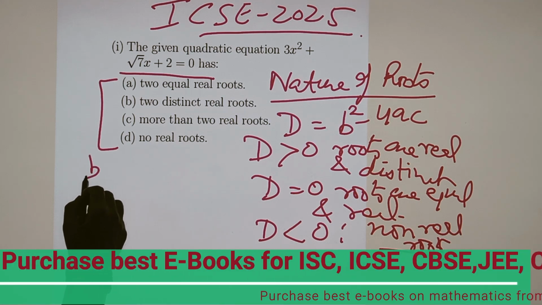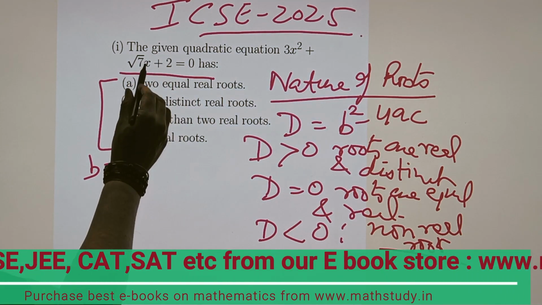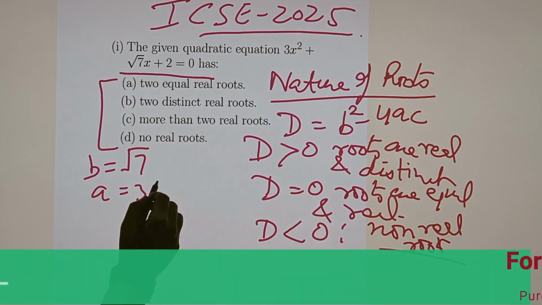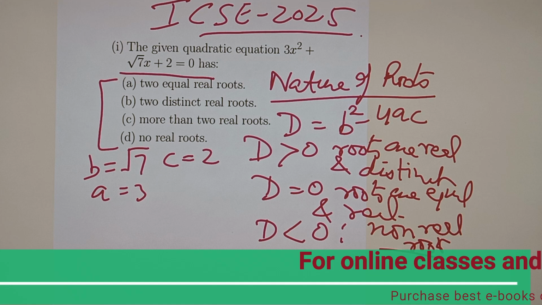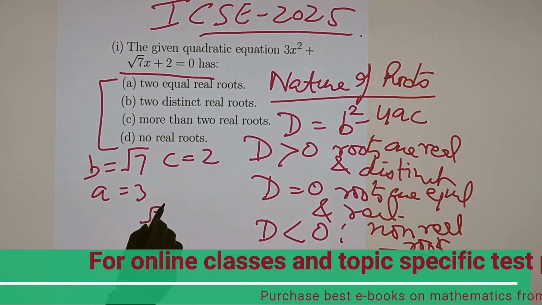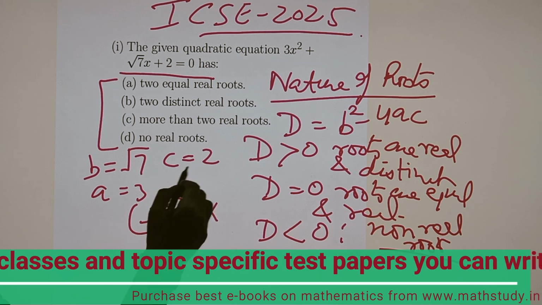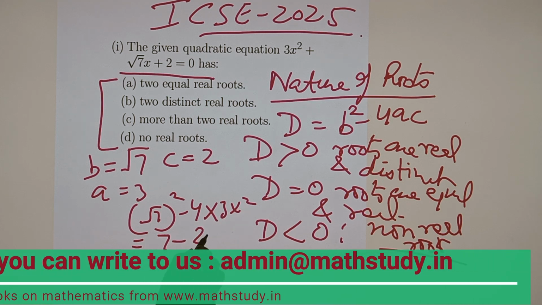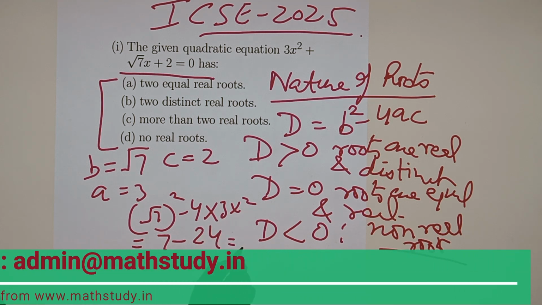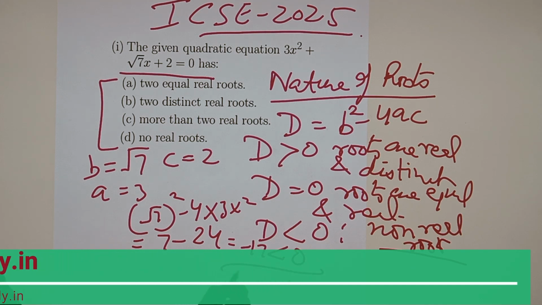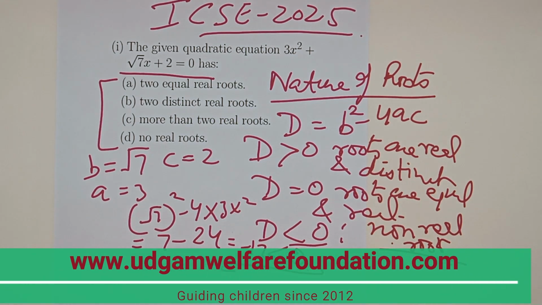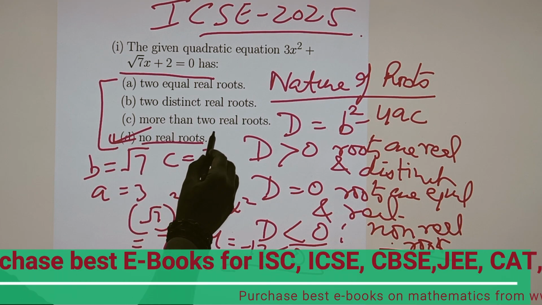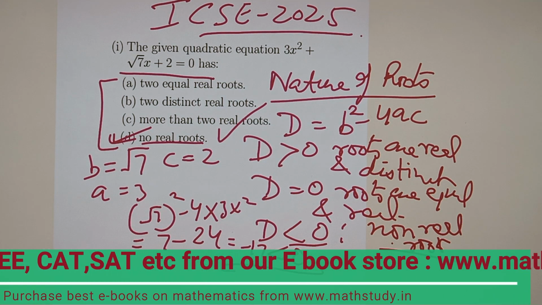Here b is the coefficient of x, which is root 7, a is 3, the coefficient of x square, and c is 2, the constant term. So b square is root 7 whole square, minus 4ac, that means 4 into 3 into 2, which is 24. So 7 minus 24 gives minus 17, which is less than 0. That means D is less than 0 and these are non-real roots. So we have option D, which states no real root. I hope this question is clear now.